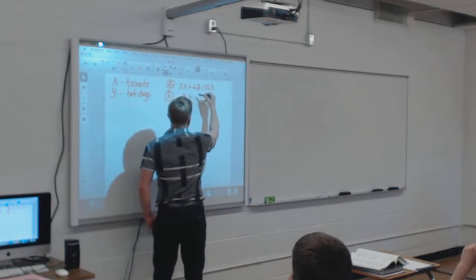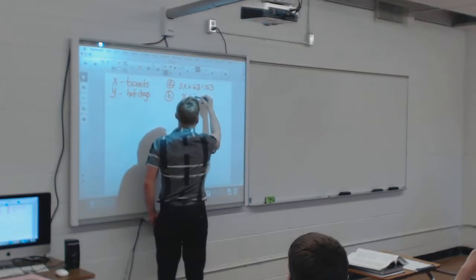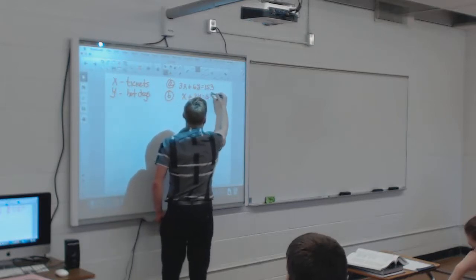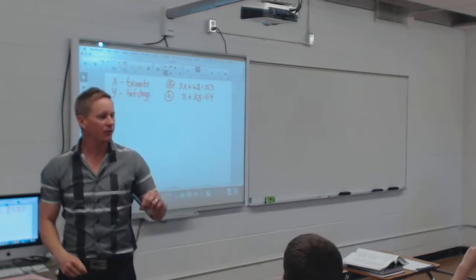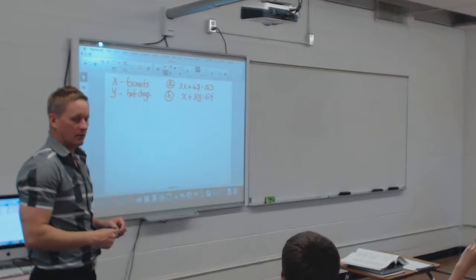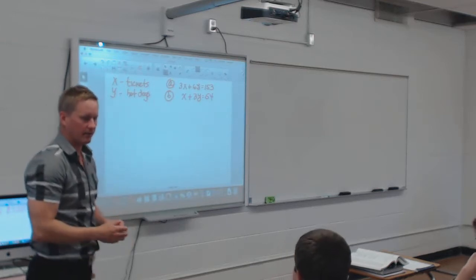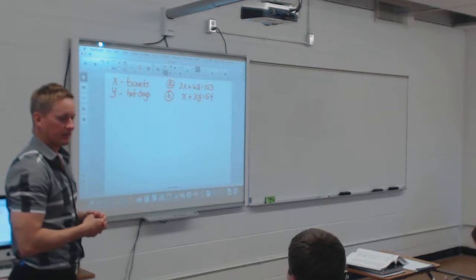1x plus 3y equals 54. Okay. So what was the first thing I said that you want to look for in order to do this method? Coefficient of 1. Is there one up there, Liam? Which one has a coefficient of 1?